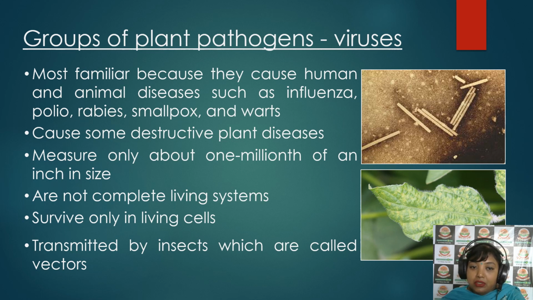Viruses are another group of plant pathogens, and they are familiar to all of us because they cause so many diseases in humans and animals, such as influenza. Flu is caused by viruses, as are polio, rabies, smallpox, and warts. They cause some destructive plant diseases also. They measure only about one millionth of an inch in size. They are not a complete living cell system, and they survive only in living cells. They are transmitted by insects, which are called vectors.